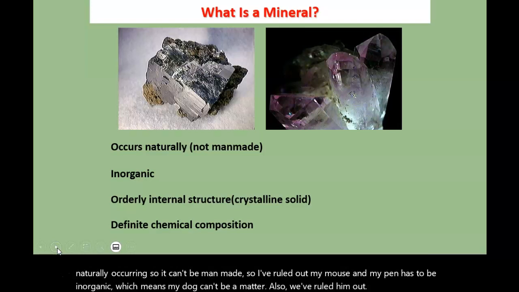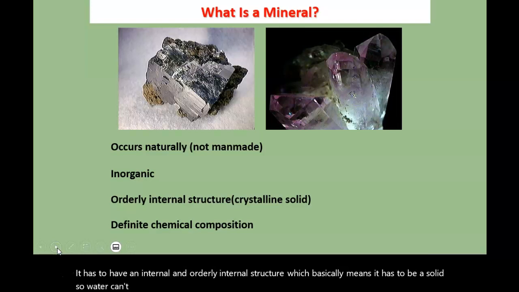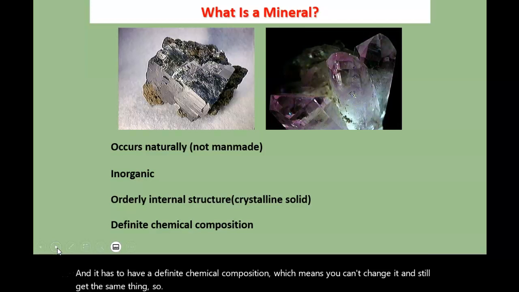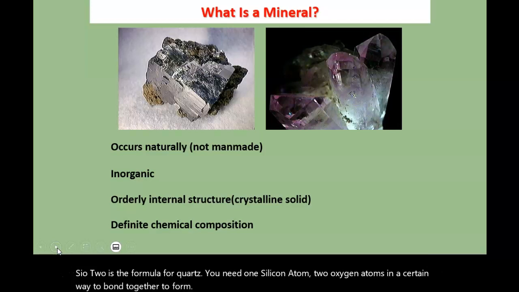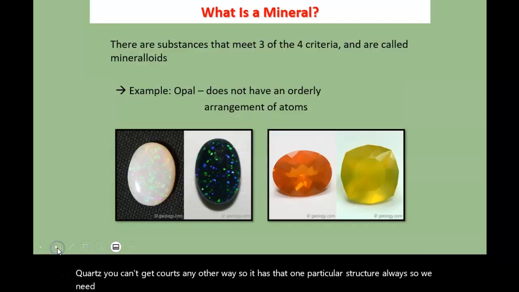It has to have an orderly internal structure, which basically means it has to be a solid. So water can't be a mineral. And it has to have a definite chemical composition, which means you can't change it and still get the same thing. SiO2 is the formula for quartz. You need one silicon atom and two oxygen atoms in a certain way to bond together to form quartz. You can't get quartz any other way. So it has that one particular structure always. So we need to use that to identify our minerals.